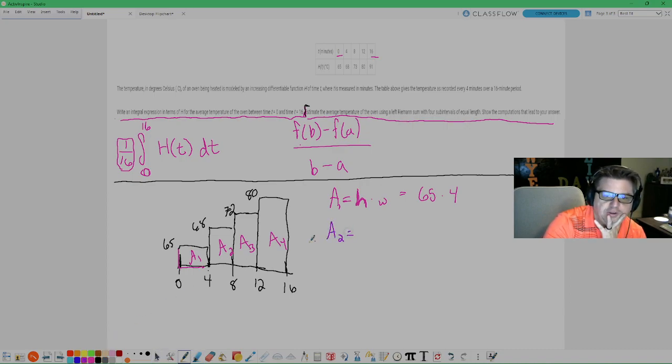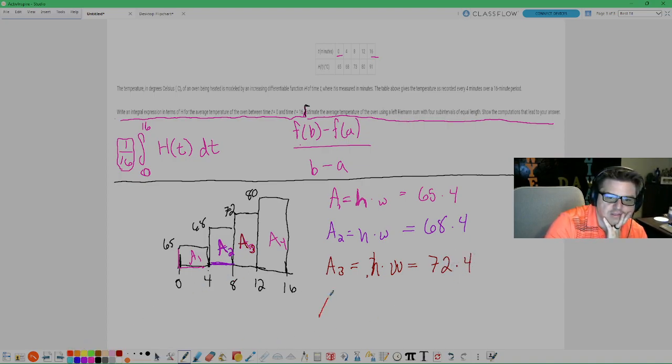Then I'm going to go to A2. A2 is height times width. Height of this one is 68. The width is still going to be 8 take away 4, it's still going to be 4. A3, so A3 is 72, oh, height times width, sorry. 72 times 4. And then area 4 is right here. We're going to do height times width, which is 80 times 4.